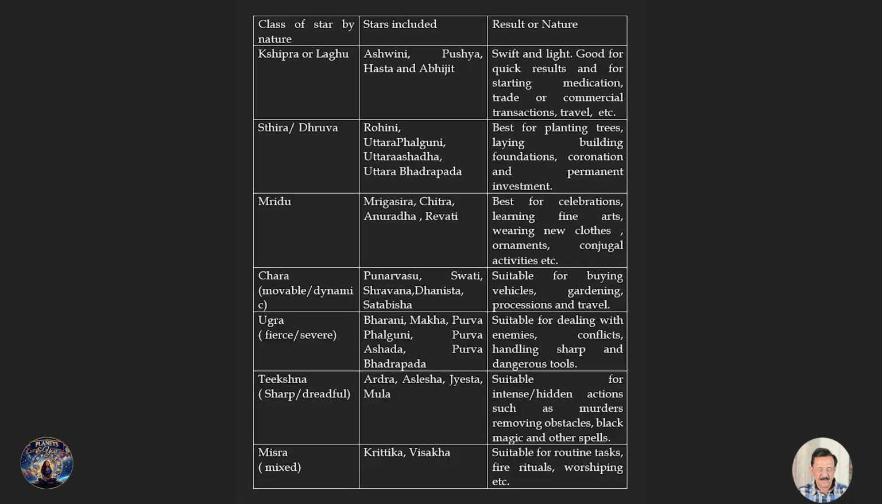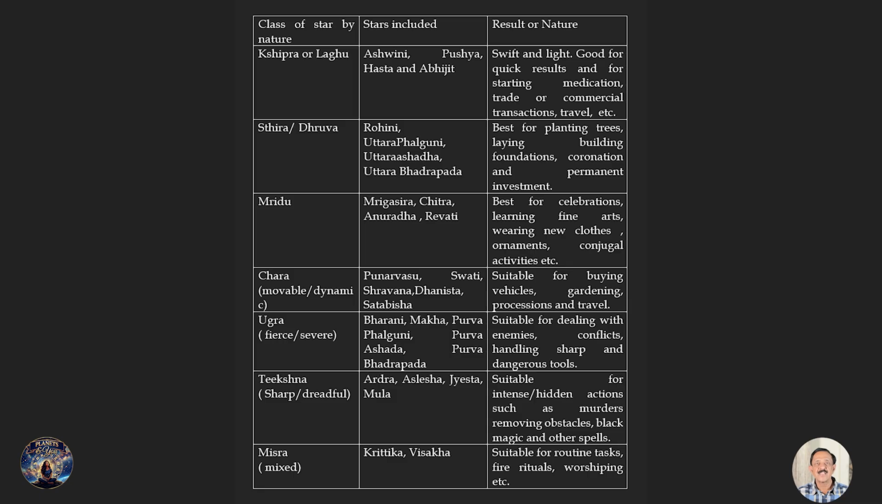Next category is Ugra. Ugra means fierce or severe. This category includes Bharani, Magha, Purva Falguni, Purvashada, Purva Bhadrapada. These nakshatras are suitable for dealing with enemies, conflicts, handling sharp and dangerous tools because they are fierce in nature. Next category is Tikshna, meaning sharp or dreadful. These nakshatras include Ardra, Aslesha, Jyeshtha and Mula. These are suitable for intense and hidden actions such as murders, removing obstacles, black magic and other spells.